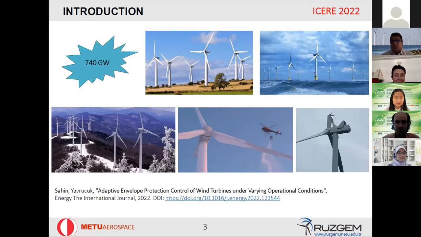And in our study, we are going to investigate what is happening when we have icing on rotor blades in terms of main turbine parameters, such as power output, thrust force, rotor speed, and blade pitch angle.